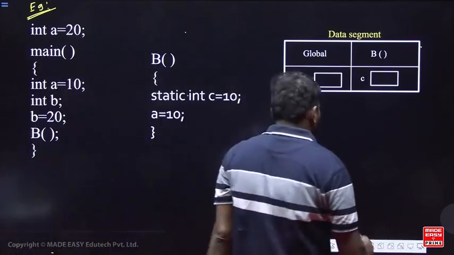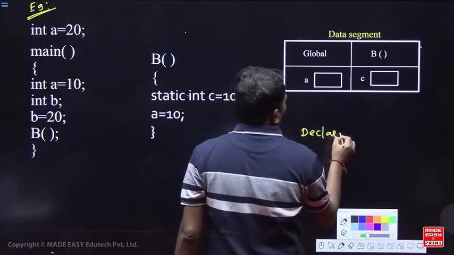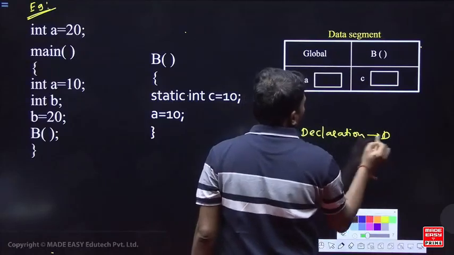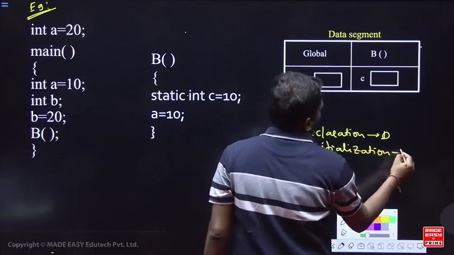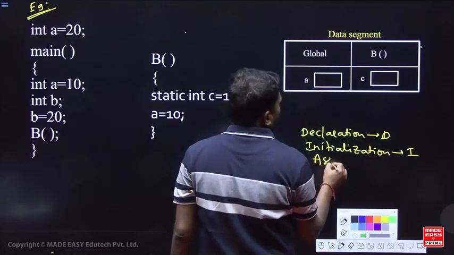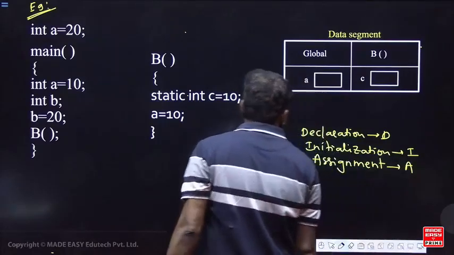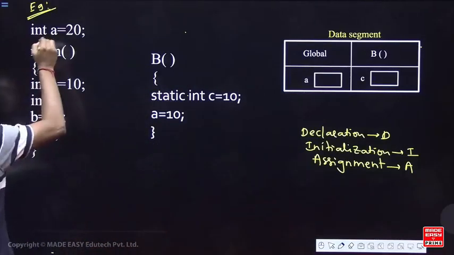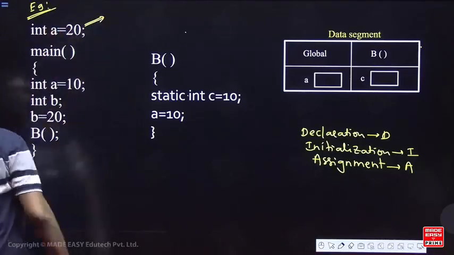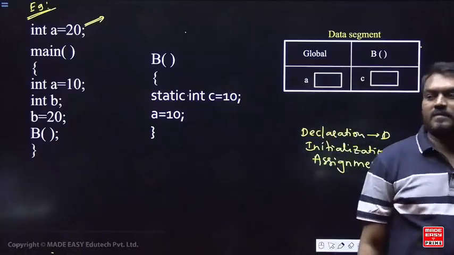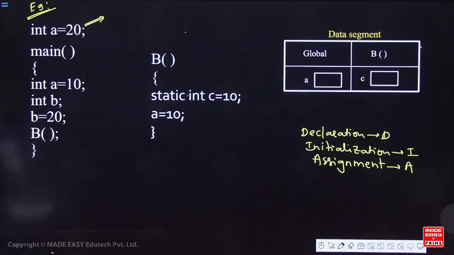If you observe this example, you just need to specify: for declaration we write D, for initialization I, and for assignment A. Now tell me, when I say integer a equal to 20, think carefully and tell me, is this called a declaration, an initialization, or both?